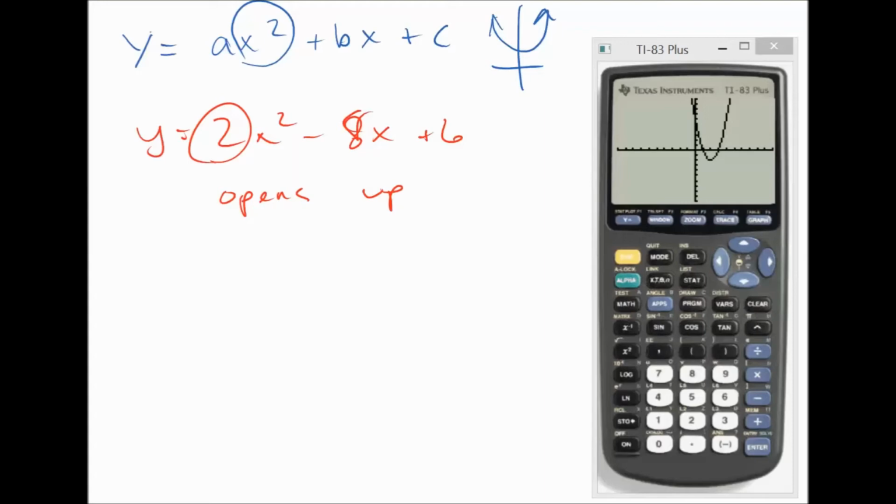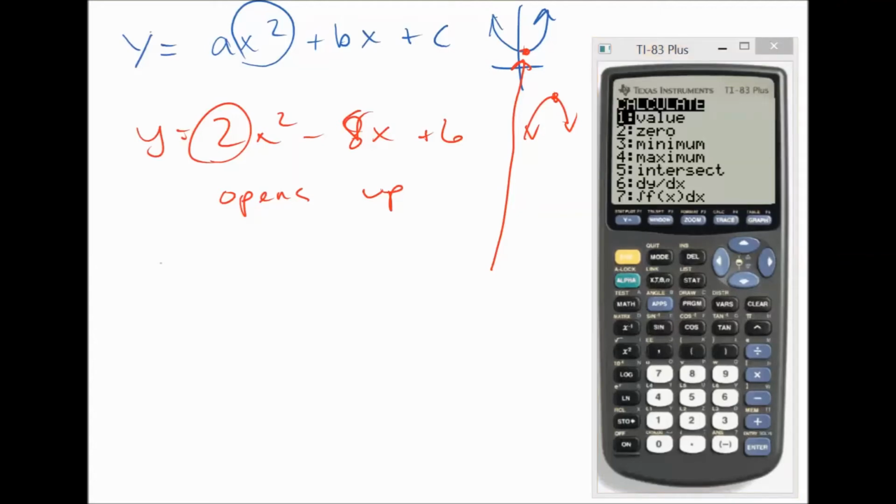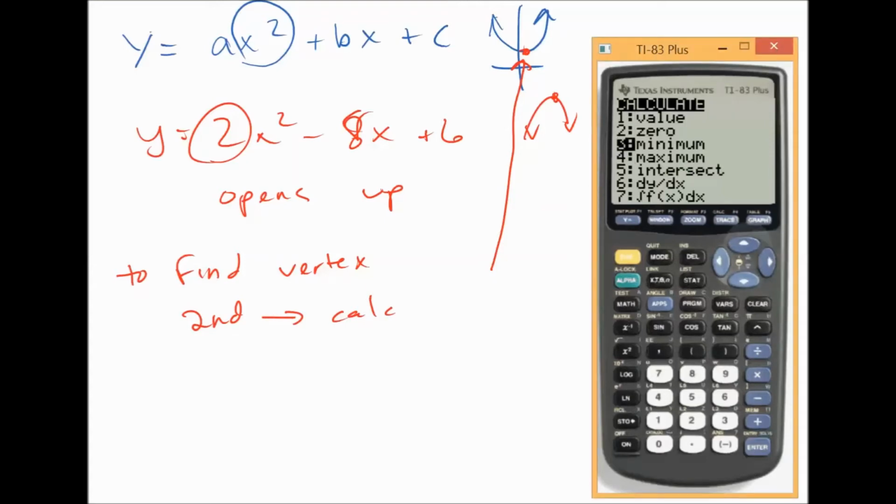Okay. The next thing is we need to find the vertex, and the vertex is this point on the graph, the lowest point on the graph, or the highest point if it's upside down. And this is what we consider the vertex of the parabola. So the way we're going to do this on the calculator is you're going to hit second calculate. I'll write that here as well. So to find the vertex, you hit second calc, and you're not going to see vertex here. You're going to have to choose. Are we looking for the minimum value of this graph or the maximum value?